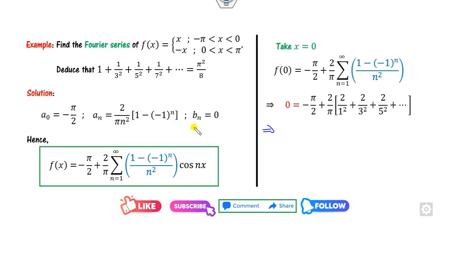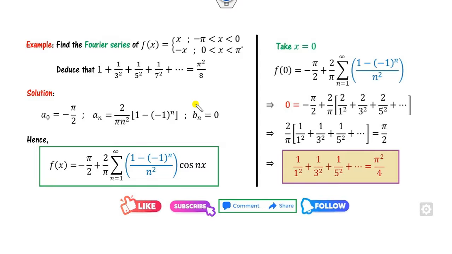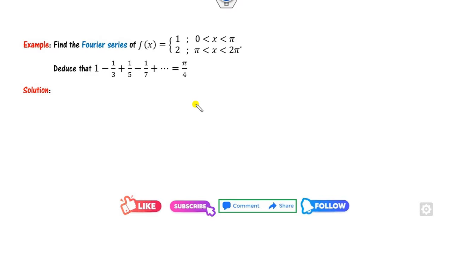Can you find the value of this quantity? That is this one. That minus pi by 2 on the left hand side. I can take 2 as common. It's 4 over pi, 1 square, 1 over 3 square, and so on. So what is the answer of this? Pi square divided by 8 is the right answer.